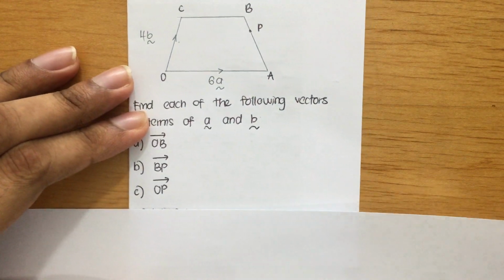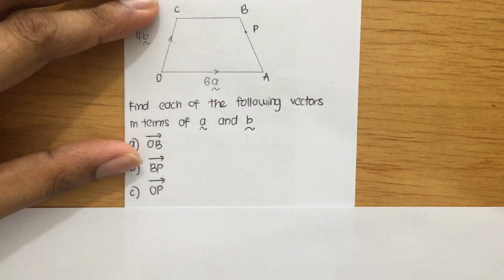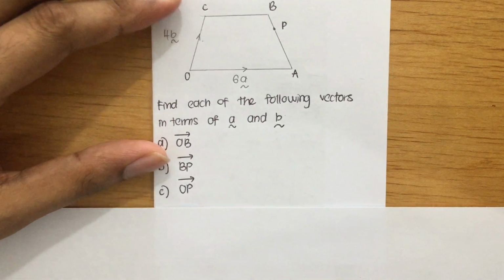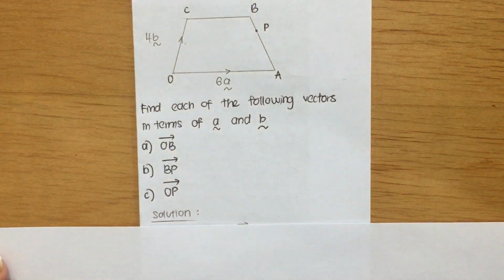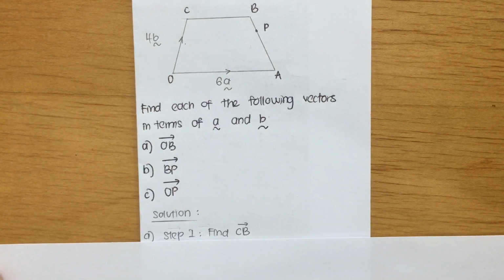Okay, first we are going to find the vector OB. So let's look at the steps now. In step 1, we need to find the vector CB. So how do we find the vector CB?